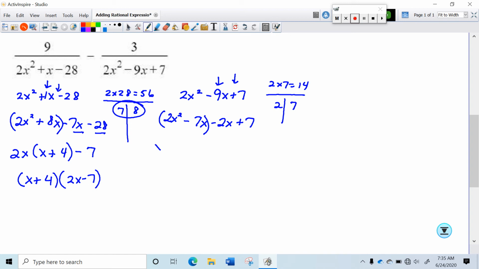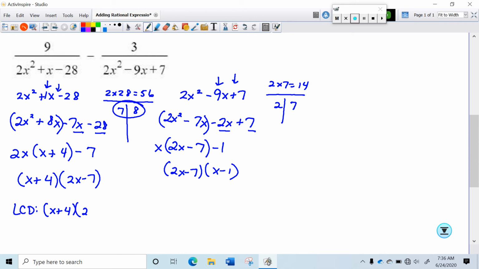Parentheses around the first 2, they have an x in common. 2 and 2 x's, take the x out, so that's a 2x left, minus 7x, take the x out, so that's a 7 left. Bring down the negative sign. Between 2 and 7, they don't have anything in common that you can divide them by, so you have to put a 1. So that's 2x minus 7 times x minus 1. So my LCD is one of each family. I have an x plus 4, 2x minus 7, already got the 2x minus 7, x minus 1. That's the LCD that you want.